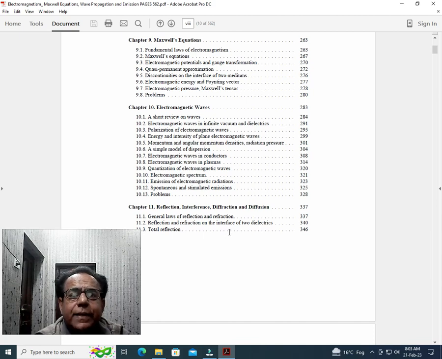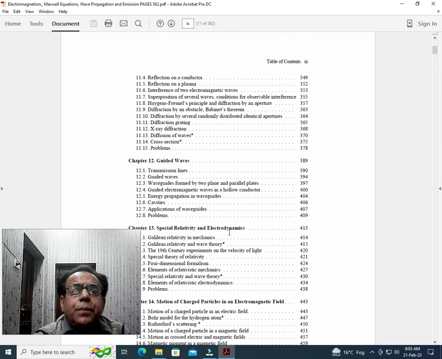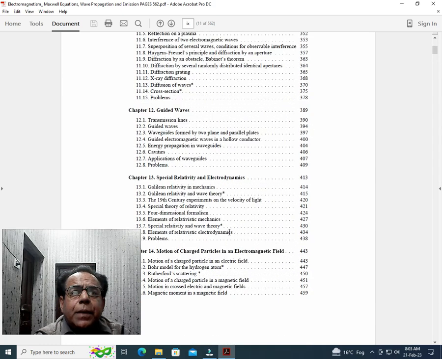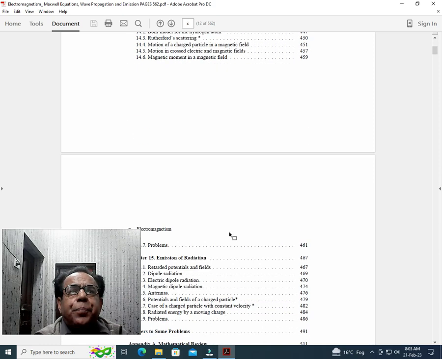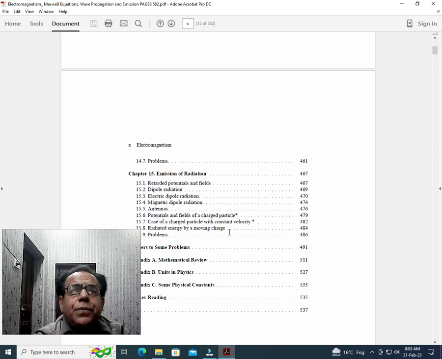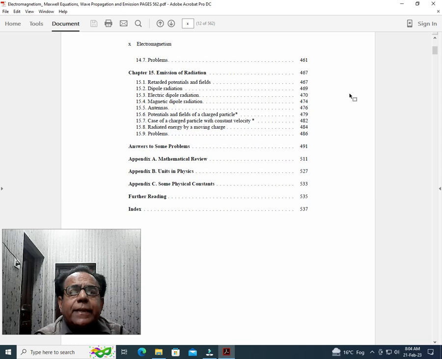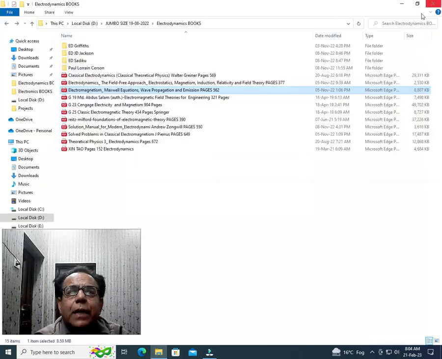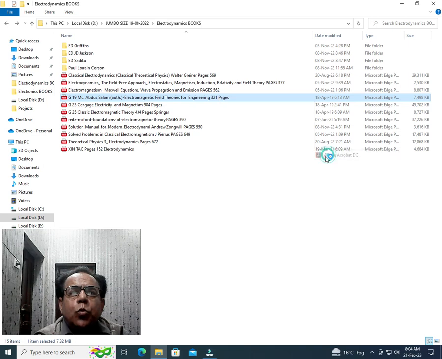interference, diffraction and diffusion, chapter number 12 guided waves, chapter number 13 special relativity and electrodynamics, chapter number 14 motion of charged particles in an electromagnetic field, chapter number 15 emission of radiation. The index is given at page number 537. Now we are going to open the next book.